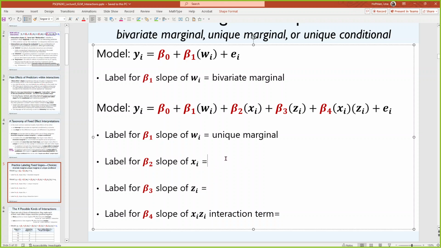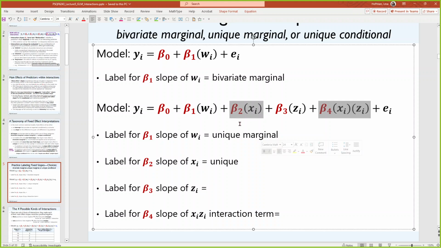Now, how about X? Slope of X. And Zoomers, you can play too. I'm watching the chat. Or you can talk. Your call. Beta 2. Yeah, unique conditional is the vote. I'll write down the unique part. And what got you to that answer? Well, the conditional because the X is part of the interaction term. Yep, X is part of the interaction term.